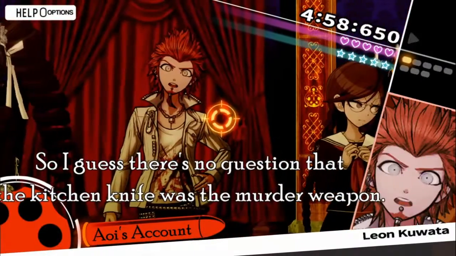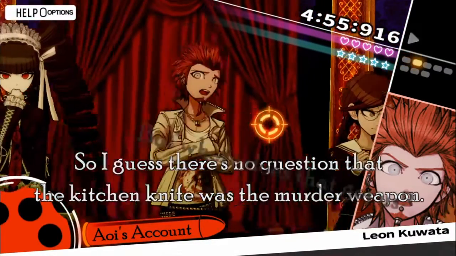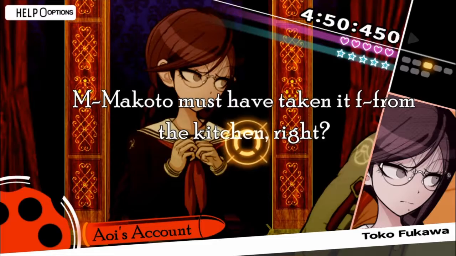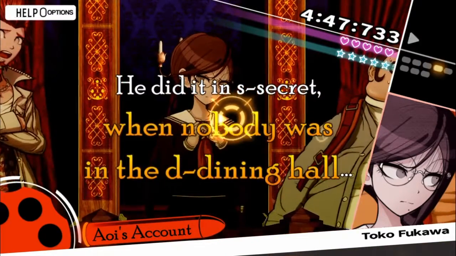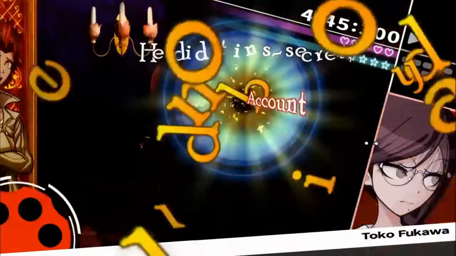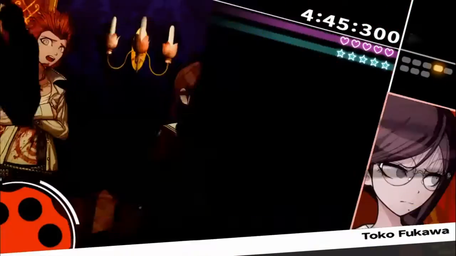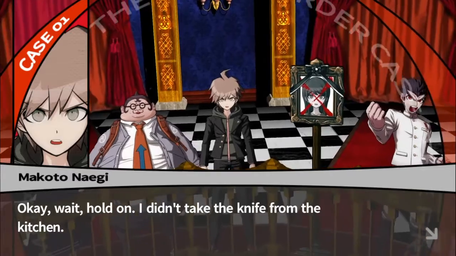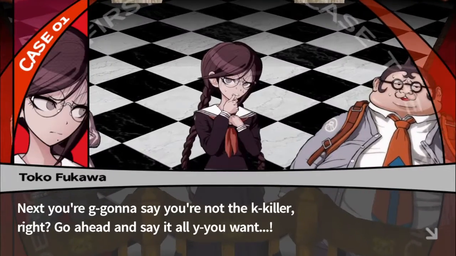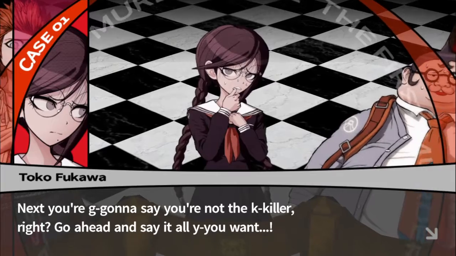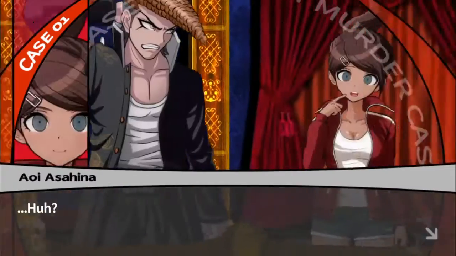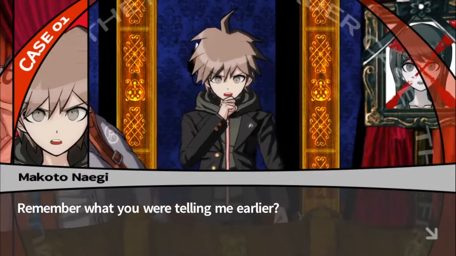So I guess there's no question that the kitchen knife was the murder weapon. But where does that get us? Makoto must have taken it from the kitchen, right? He did it in secret, when nobody was in the dining hall. No, that's wrong! Okay, wait. Hold on. I didn't take the knife from the kitchen. Next, you're gonna say you're not the killer, right? Go ahead and say it all you want. Well, what if I have a witness? What do you think, Hina? Huh? Remember what you were telling me earlier?